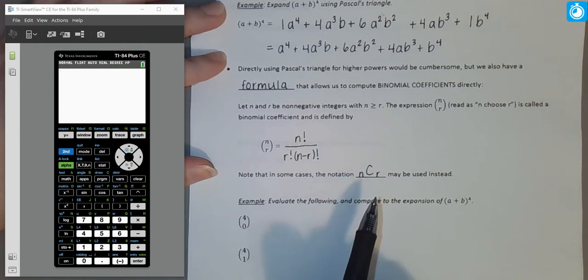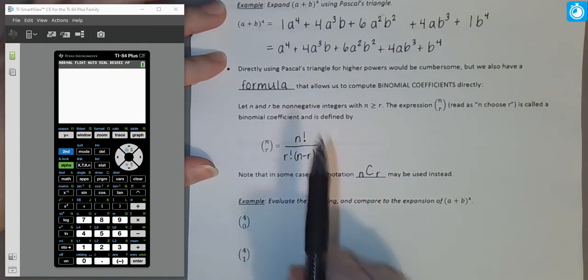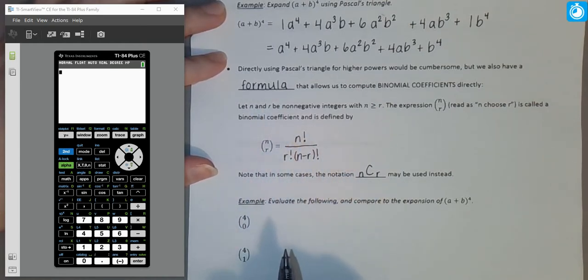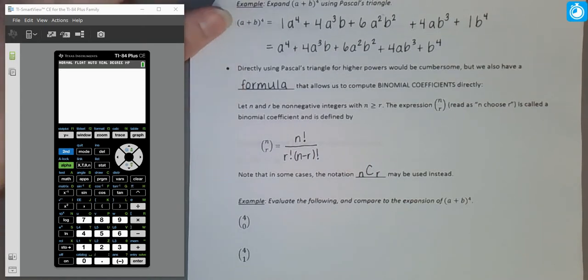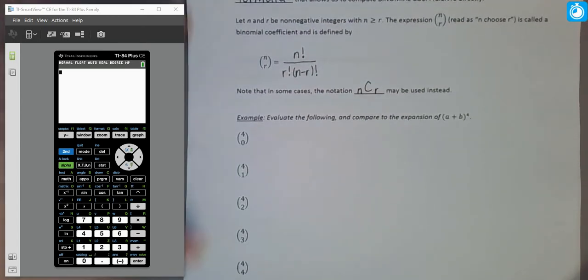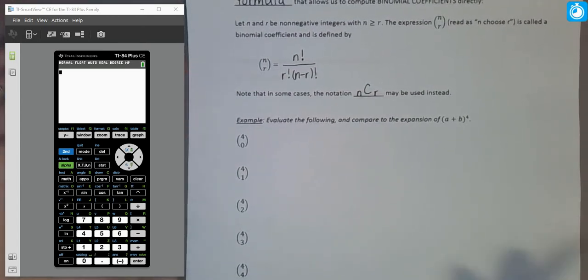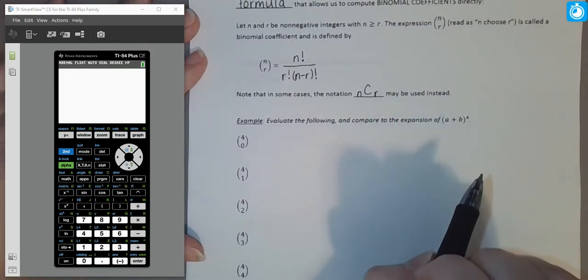And you actually have a shortcut in your calculator to evaluate something like this. So we'll do a couple by hand and then I'll show you where the button is in the calculator. The button in the calculator is going to look like this. It's going to look like NCR. So let's evaluate the following, and then we'll compare the values we get to that expansion we just found.